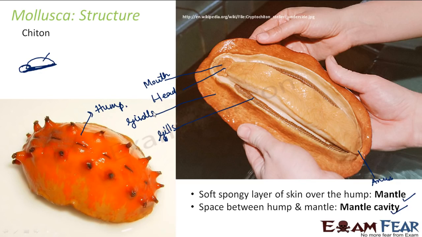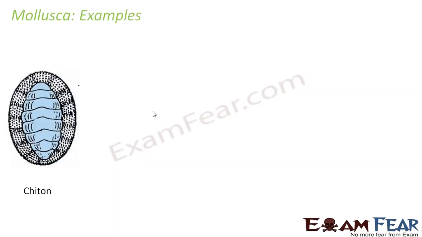So now let us look at the different examples of mollusks. Chiton is an example. So here you see, if you look at this kind of a view, this is your girdle, this outside portion or the calcareous shell, and the center portion which you see is the hump. From top it is the hump, but on its bottom side is the foot.